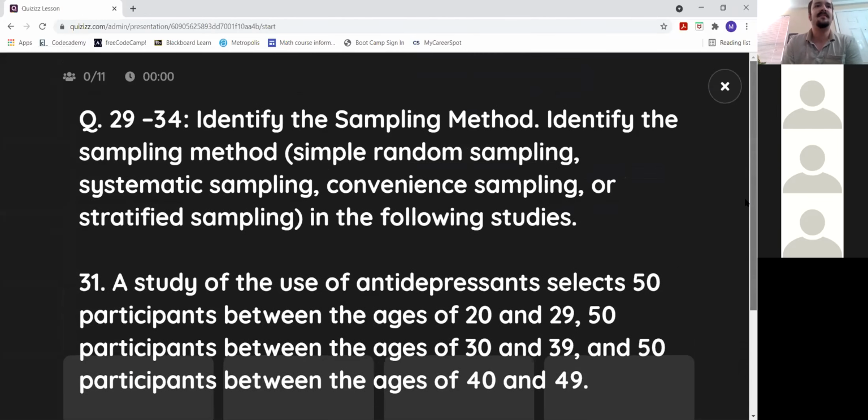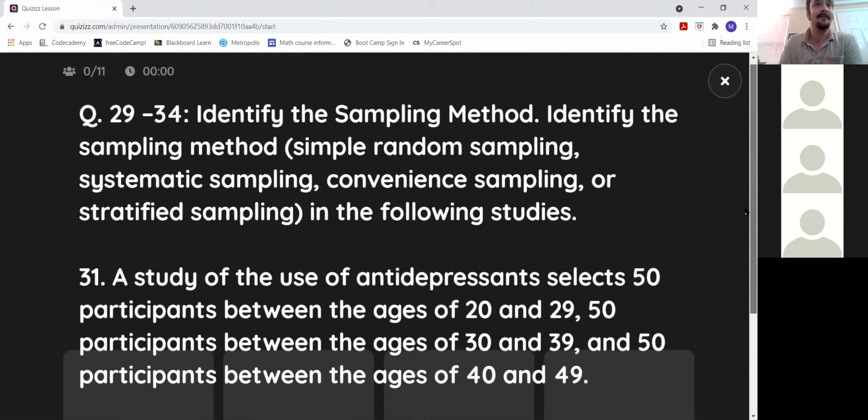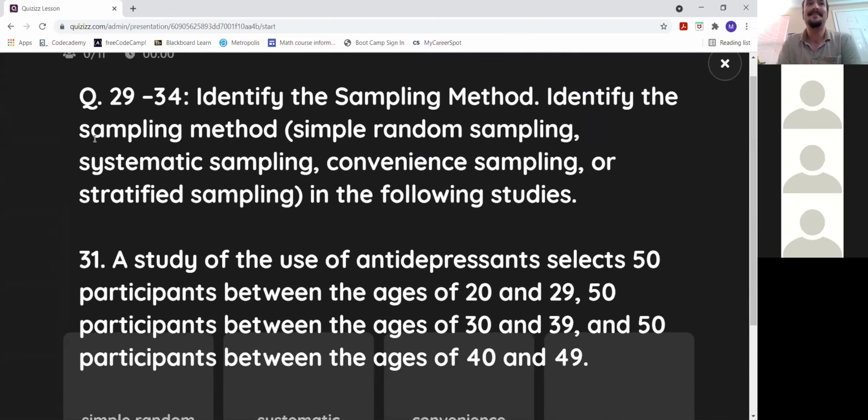Now we're doing types of studies. So I think this is like a multiple guess. We're back to the stuff that maybe you can BS your way through. Identify the sampling method. I guess it copied twice, or maybe this is the title of it. That's what it is. The title is called Identifying Sampling Method. So we want to identify the sampling method: simple random sampling, systematic sampling, convenient sampling, or stratified.